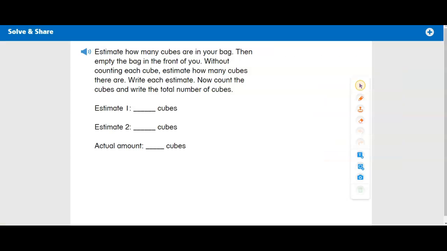For our Solve and Share today, it does ask us to use actual cubes and estimate using a bag. And since we are not at school and we do not have cubes or bags for the entire class, we are going to go ahead and move forward and not do our Solve and Share and just go straight to page 338. At the top of page 338, we are going to watch our video and follow along there.